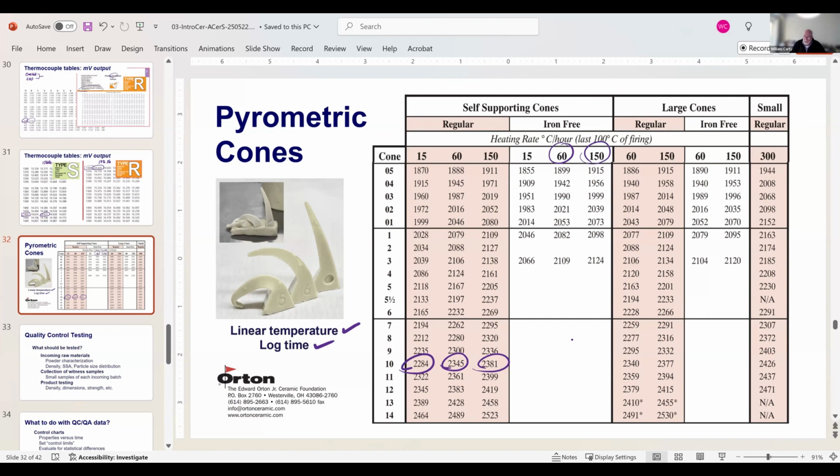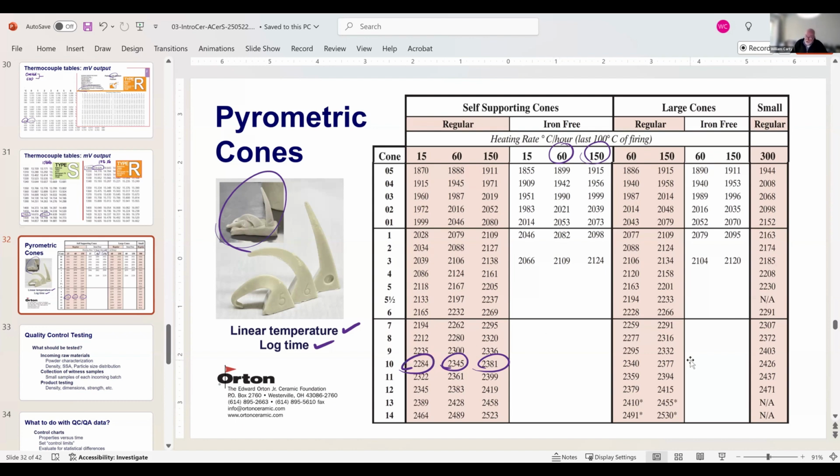So if you had a large cone, for example, large cones and small cones and self-supporting cones, they have different values, but this is a self-supporting cone here, and this is a large cone here that's not self-supporting. And so these are very efficient devices, and they're very good for just determining that you got the temperature.